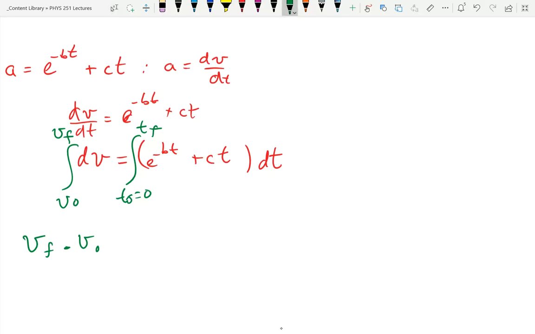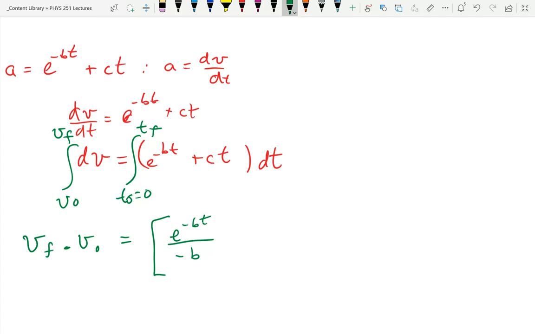So the left side was simple. The right side, what's the integral of e to the minus bt? Wasn't it negative b t times e to the negative bt? That's what the derivative would have been. Oh, you're right. No, it's just e to the negative bt. You have to divide by the derivative of the exponent. So negative 1 over b times e to the negative bt.